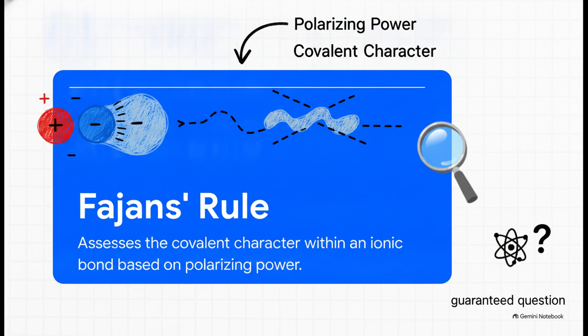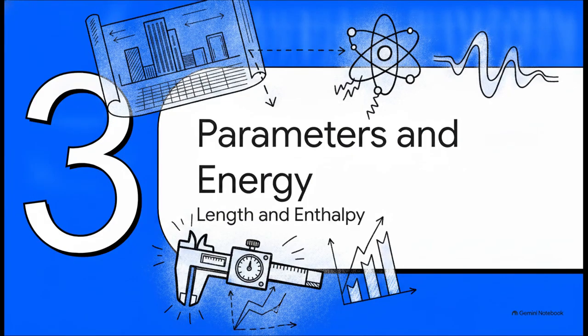वो बगल वाले anion के electron cloud को अपनी तरफ literally खींचता है, उसे distort करता है. और ये जो electron cloud की slight sharing या distortion होती है ना, यही actually covalent character लाती है ionic compounds में. Mind blowing, right? Alright, Section 3, Bond Parameters and Energy.